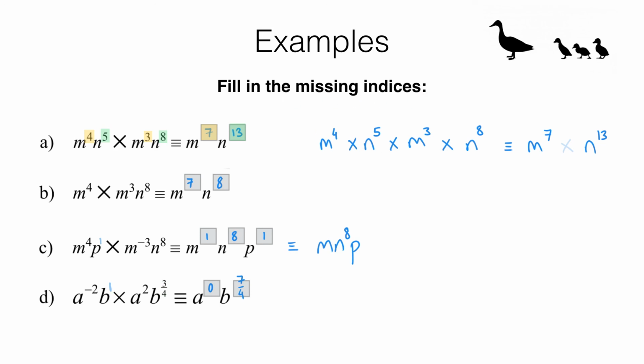Now, just like in part C, the answer we've got here is something we wouldn't normally write out. We know a to the power of 0 is just 1. So what we've got here is really one lot of b to the power of 7 over 4. And simply, that is b to the power of 7 over 4.